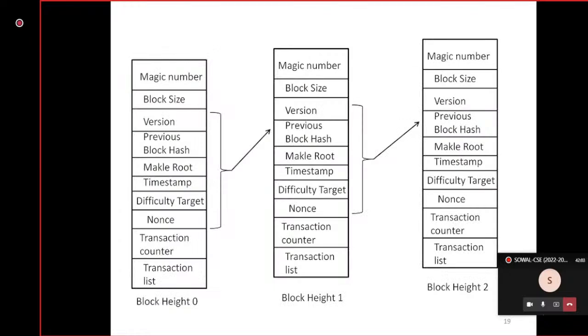This is the typical blockchain in Bitcoin. This is how it is stored. Each block in the Bitcoin blockchain contains the hash of the header of the previous block.